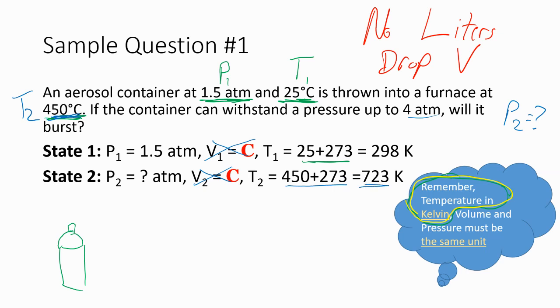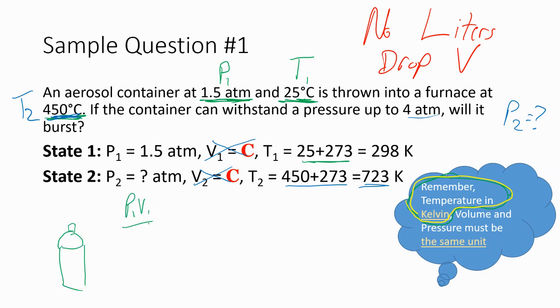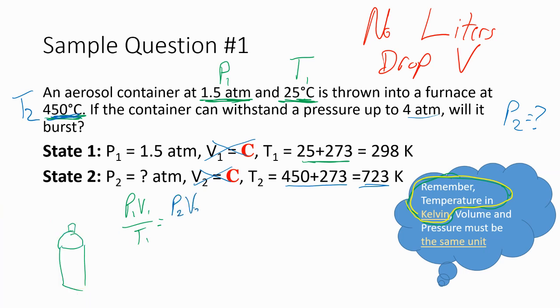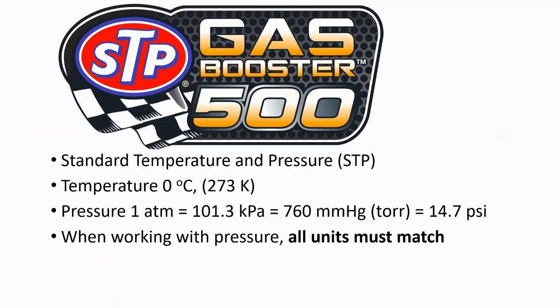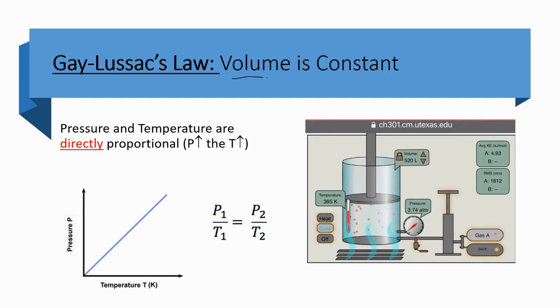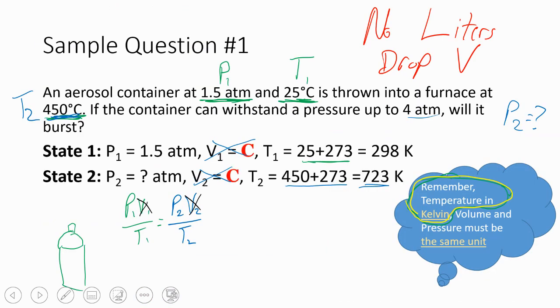So now we're just going to plug this into our equation. Our equation is P1V1 over T1 equals P2V2 over T2. Since the volume is constant, we cross that off, and we just get P1 over T1 equals P2 over T2. That's not doing anything too crazy, because the problem said volume is constant. So we get the same thing, only we used all the information provided to us in the problem.